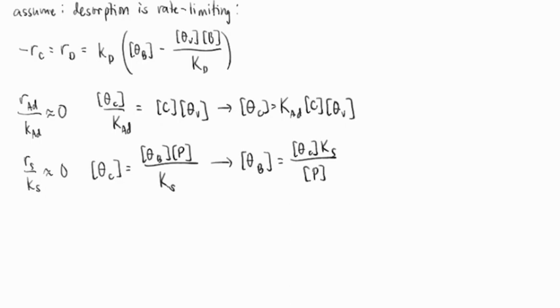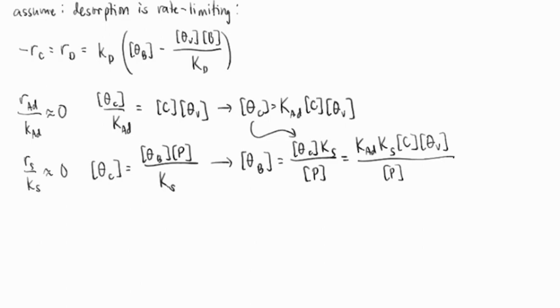Now, to make our lives easier, you can substitute your concentration of theta C obtained from the previous equation into our equation. Now, we can have K adsorption, K surface reaction, multiplied by the concentration of cumene, multiplied by the concentration of the vacant active sites, divided by the concentration of propylene. And that is our concentration of theta B.